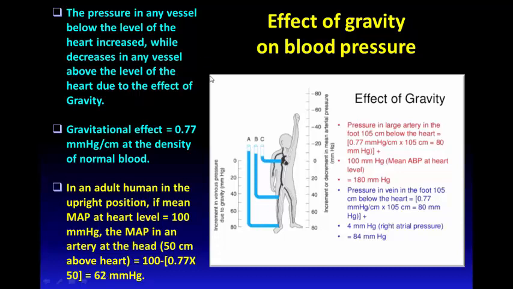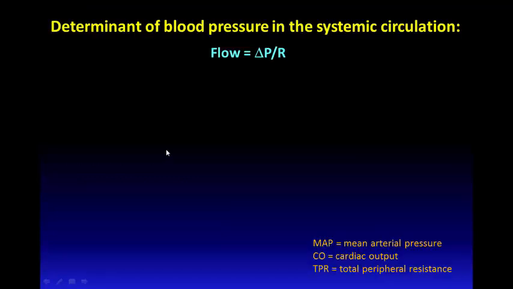We can similarly calculate the pressure in a vessel below the level of the heart, applying the same principle. So now let's describe what the factors are which determine blood pressure in the systemic circulation. Flow in the systemic circulation is directly proportional to the pressure gradient in the systemic circulation.